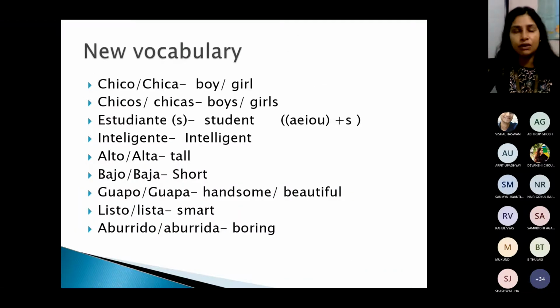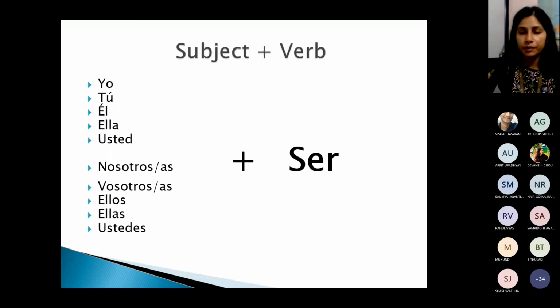In the last class, we also did some vocabulary, some adjectives and nouns: chico, chica, chicos, chicas, the plural by putting S into it, and estudiante, inteligente, and how to use them according to gender. Alto is used for chico, alta is used for chica. I hope you remember. And then I tried to enter with you into the verb ser. So now we are entering into the verb conjugation. With a verb, you will be able to make sentences.